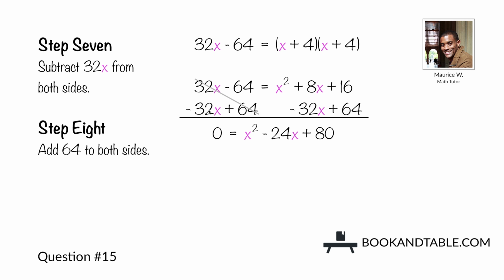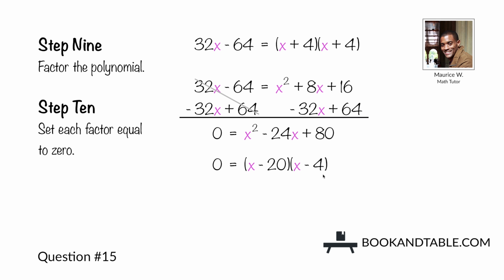So step 7, subtract 32x from both sides. And step 8, add 64 to both sides, giving us 0 is equal to x squared, 8x minus 32x is negative 24x, and 16 plus 64 is 80. Now, what factors of 80 have a sum of negative 24? That would be negative 20 and negative 4. So step 9, factor the polynomial. That would be x minus 20 times x minus 4.